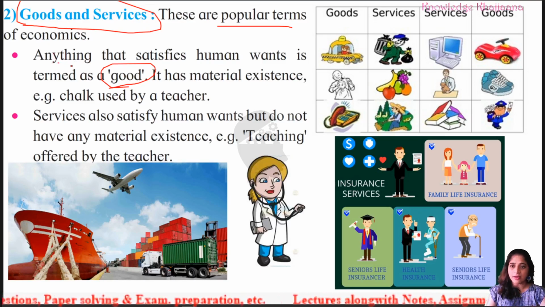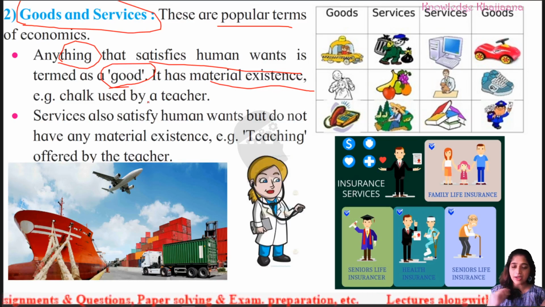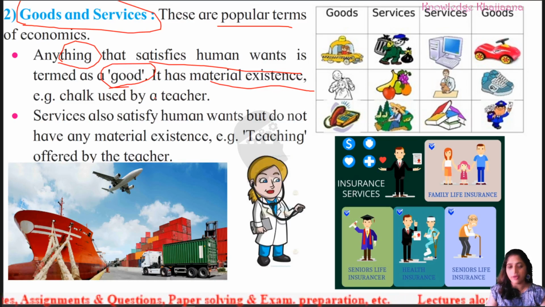It is a thing only. What is the purpose of that thing? It satisfies human want. That thing which satisfies human want is called goods. Goods have material existence, meaning they can be seen and touched. What is called material existence? The things which can be seen, touched, and felt. That is called material existence. Goods have material existence, they can be seen.